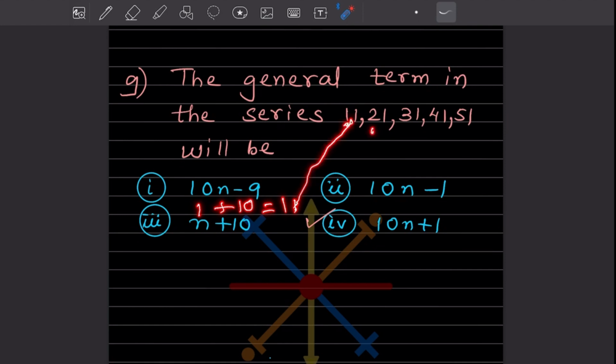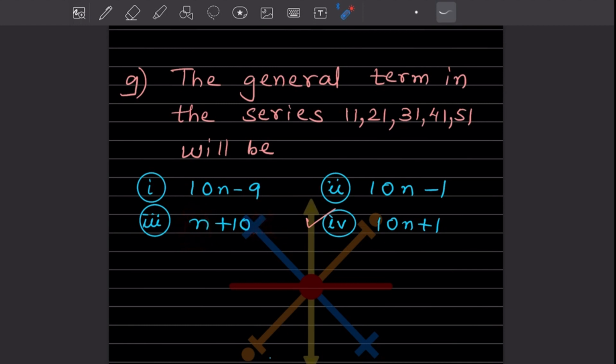Now we have to look, this is for the first term, we have to look for the second term. If we are putting here 2 plus 10, so that is 12. So what happens here? This is also not possible. If we are putting here 3 plus 10, that is 13. So this also is not possible. So even if the first term is the same, you have to look at the other terms as well. Okay, so this also is not possible.